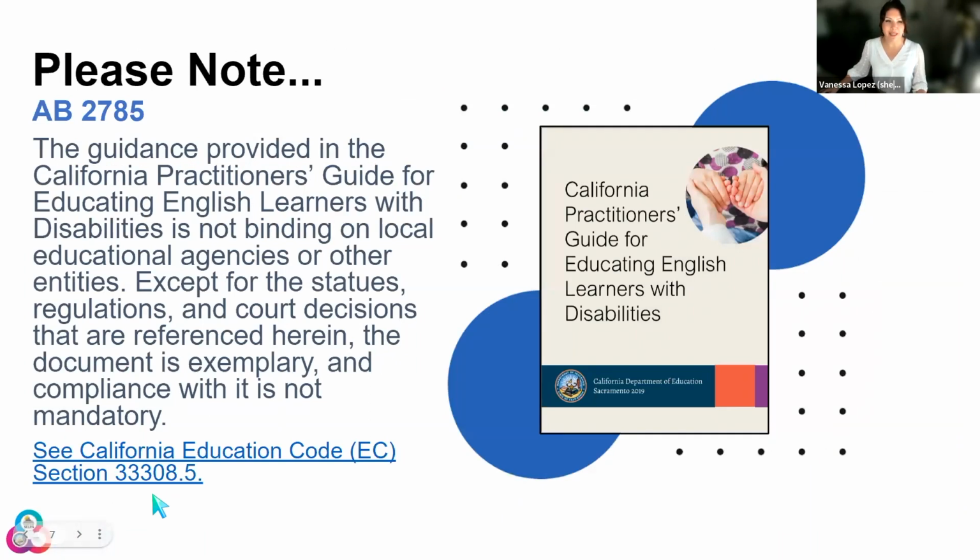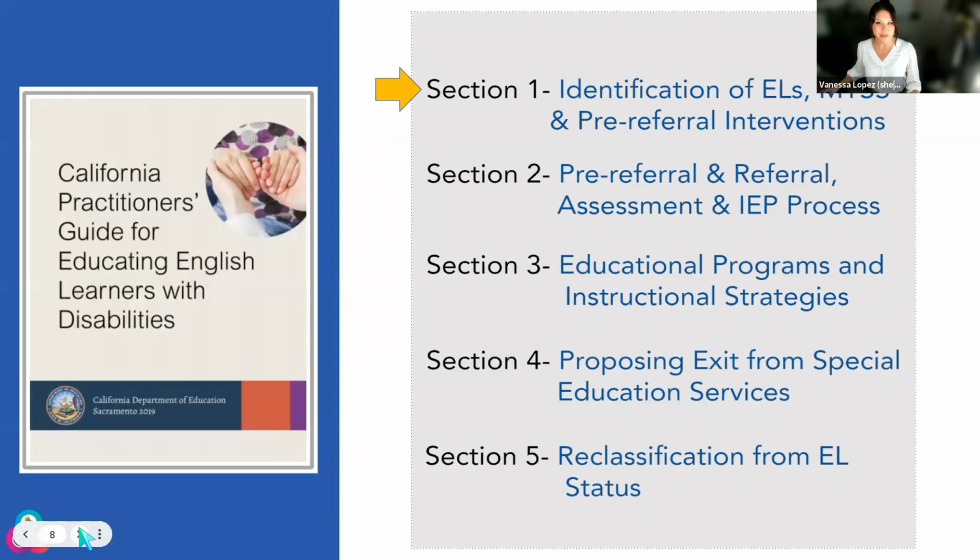Also, prior to us getting started, we want to remind you that the guidance provided in the California Practitioner's Guide is a series of best practices, except for those statutes, regulations, and court decisions referenced therein. As we shared with you, we started off with Section 1, Chapter 1 in our previous session. Today, we're going to continue with Section 1 of the California Practitioner's Guide for Educating English Learners with Disabilities.